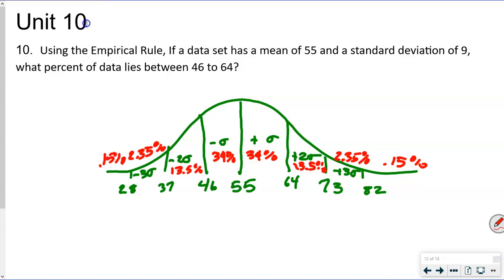So now it's asking us between 46 and 64, right? That's what it's asking us, that range right there. So we have to add the 34 plus the 34, and that's going to be equal to 68%. Now, if it gave us a different number range, like it said 37 to 64, then we would have to add the 13.5 to that. If it said 28 to 82, then we would add 2.35 plus 13.5 plus 34 plus 34 plus 13.5 plus 2.35. Or you could subtract 0.15 times 2 from 100, okay? But you need to read the question because they're not all going to be 68%, okay?